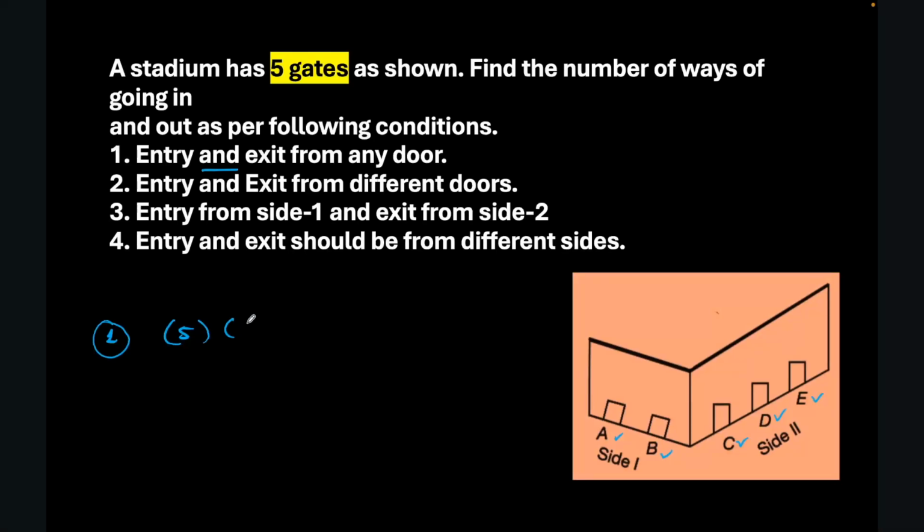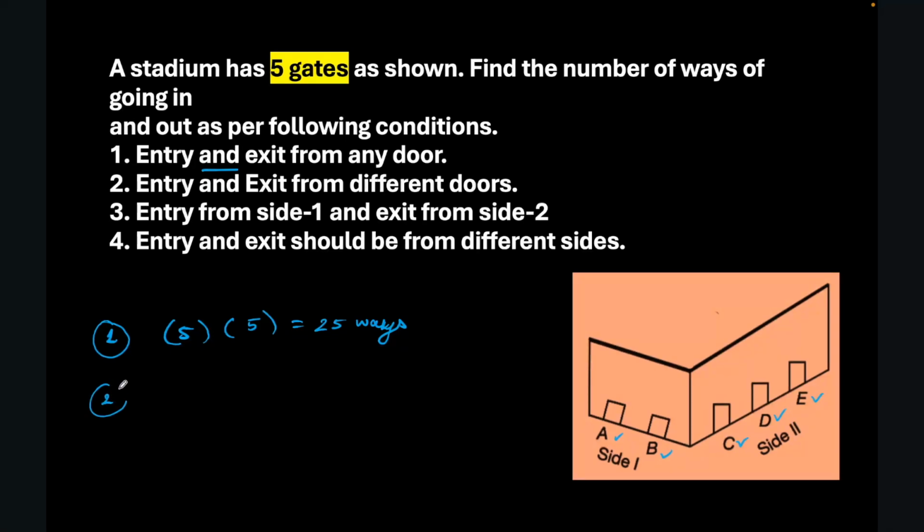So 5 times 5. Remember, we can enter from A, leave from A, enter from B, leave from A, enter from A, leave from C. So 5 entries, 5 exits. So essentially we have 25 ways, no restrictions whatsoever.